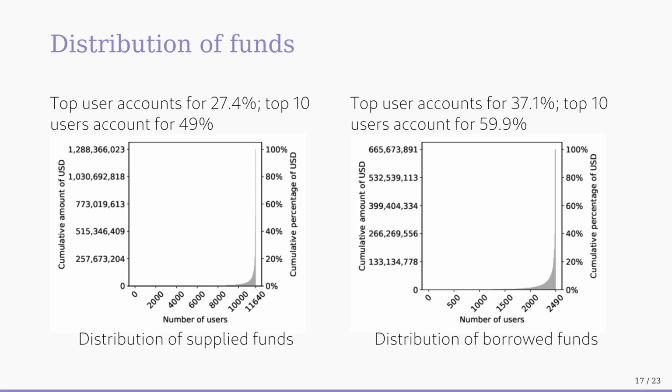But here it is quite extreme, and we can see that, for example, the top user accounts for almost 28% of the supplied funds and for more than 37% of the total borrows. The top 10 users account for almost half of the total supply and almost 60% of the total borrows. So this is really very concentrated, and there seems to be a very small number of users who contribute the most to supplying and borrowing on Compound.